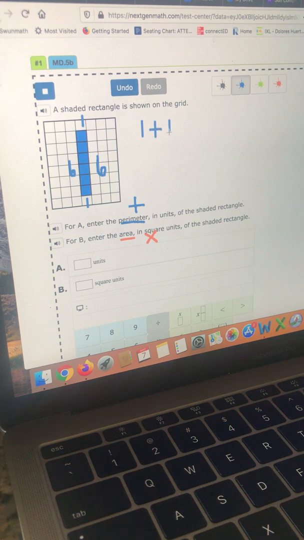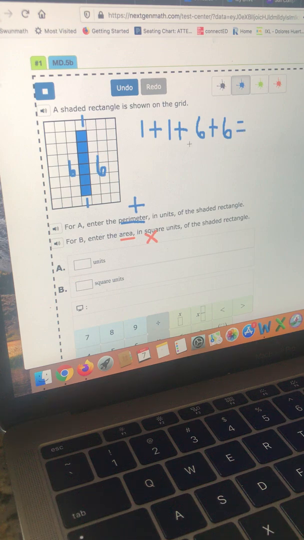Now, boys and girls, if you don't feel comfortable using the pen on your computer, you can also use your notebook. Honestly, I prefer using paper versus writing on the laptop. Maybe if I had a tablet, it will probably be a little bit easier.